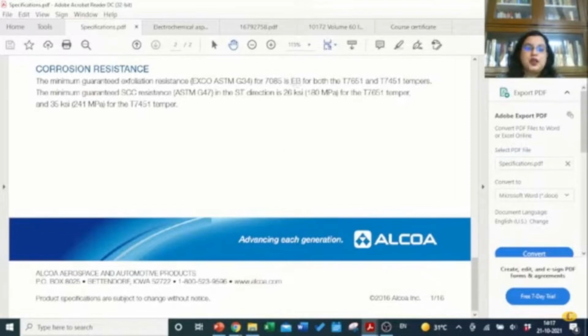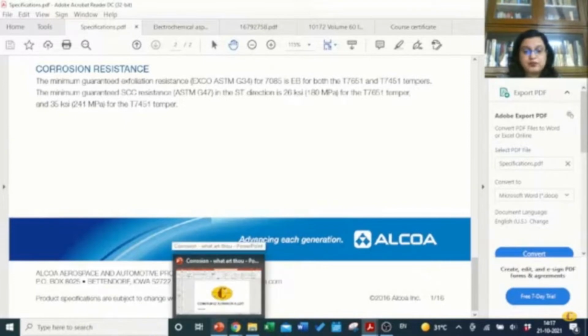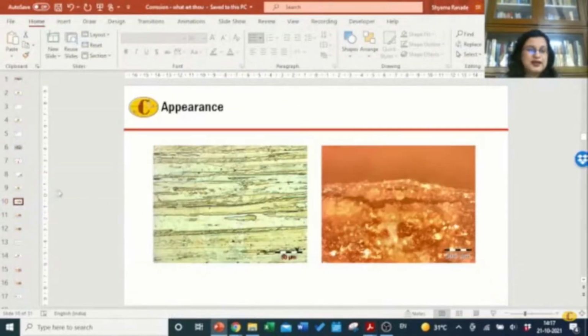So, to come to this point of rating, researchers have done a lot of work behind it, and after which this standard was created to give a particular rating. So, when we actually want to see, so what is this? What does actually happen? Exfoliation. Technically, it is kind of intergranular corrosion.